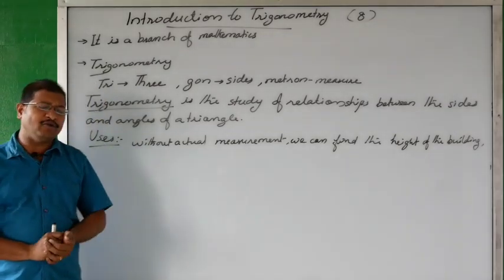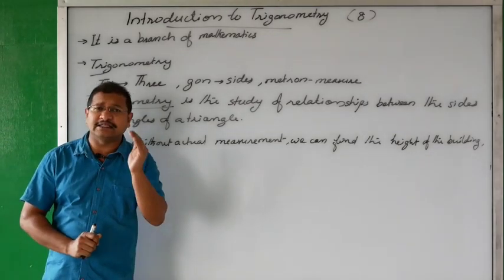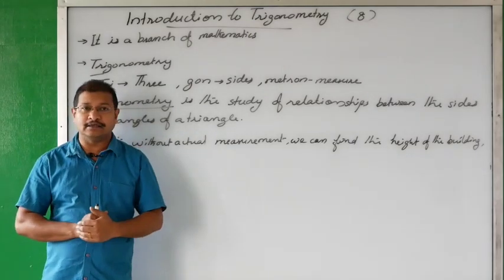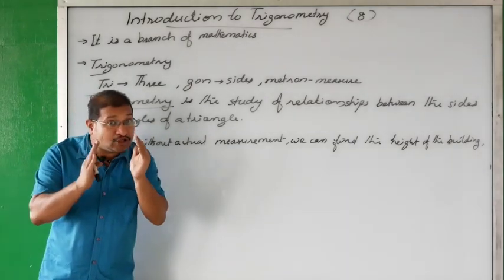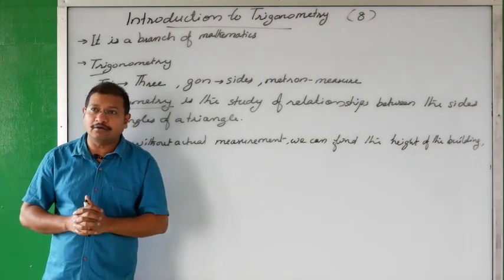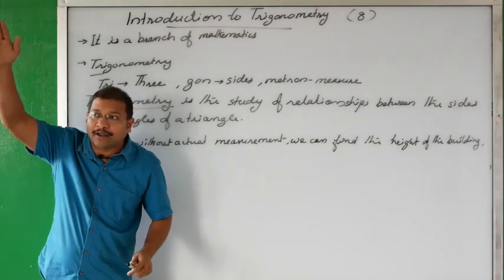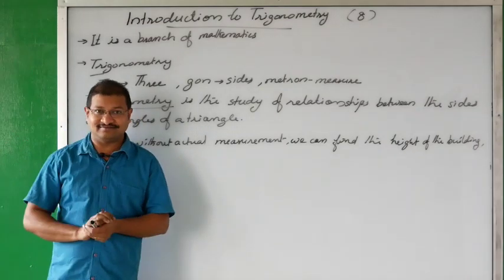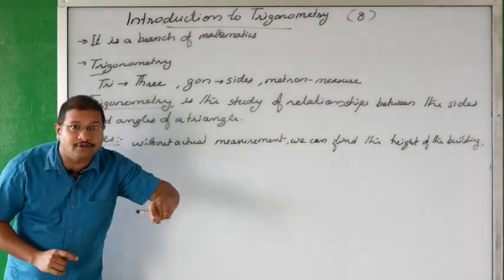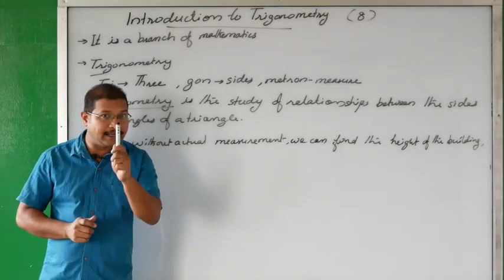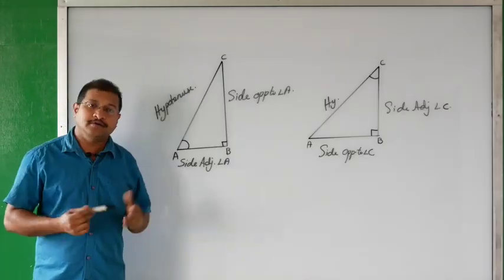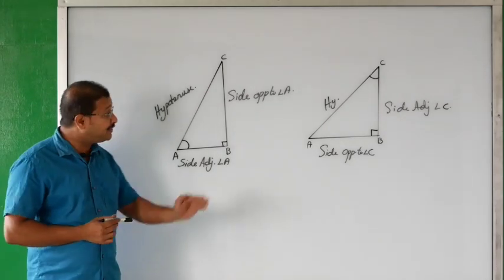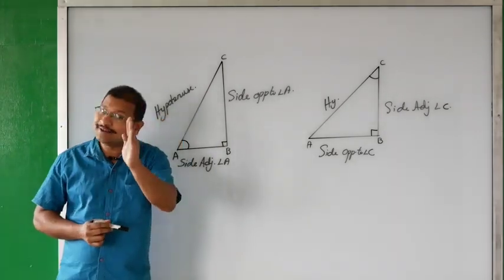Ready? And we'll be wondering actually why we are studying this trigonometry. What are the use of it? Let's see that. Actually, without actual measurement, if you want to find out the height of a mountain, or maybe the height of an aeroplane, or the width of a river, this all we can find out with the help of trigonometry. We told trigonometry is the relationship between the sides and angles of a triangle.